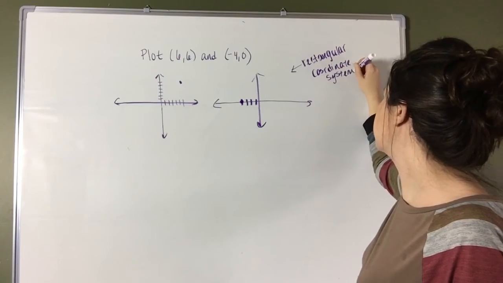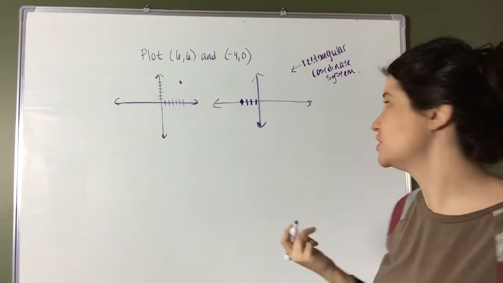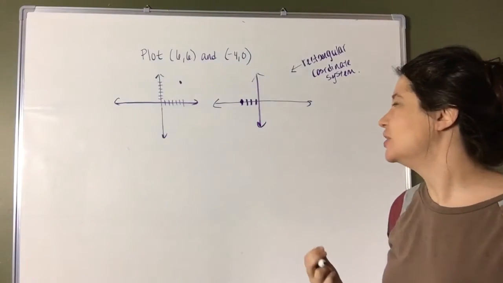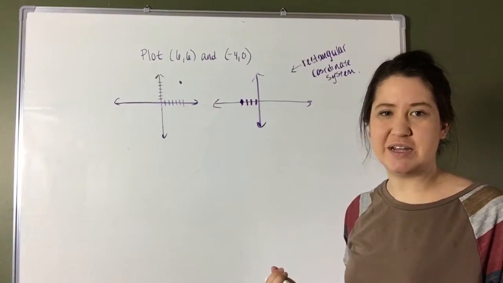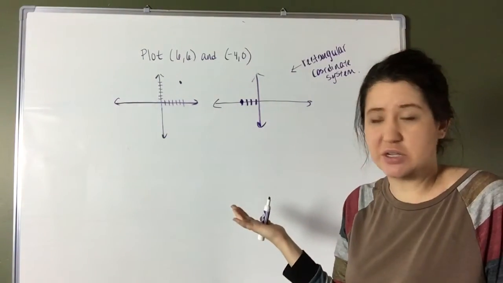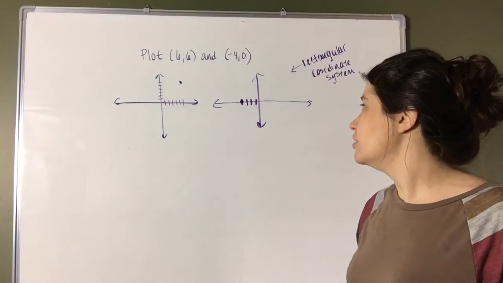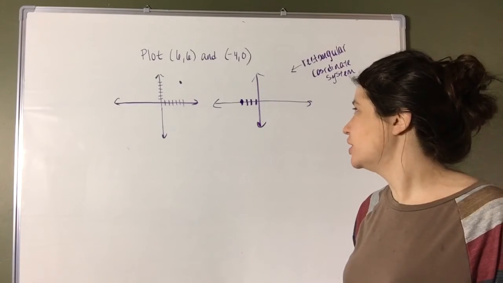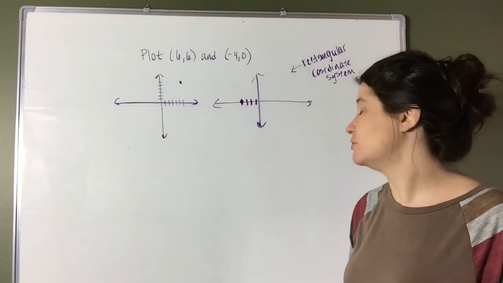Somebody had to create the rectangular coordinate system, right? Someone came up with this. So it should be easy to buy into the fact that this isn't the only coordinate system that we could use. There's others, and the one that we're going to talk about is the polar coordinate system.